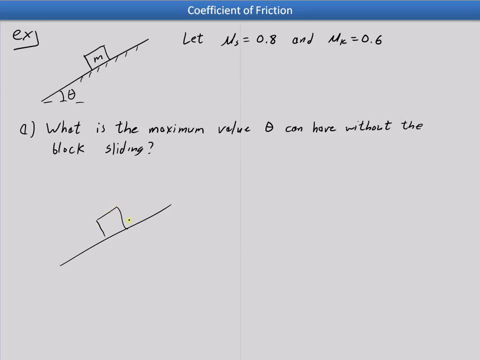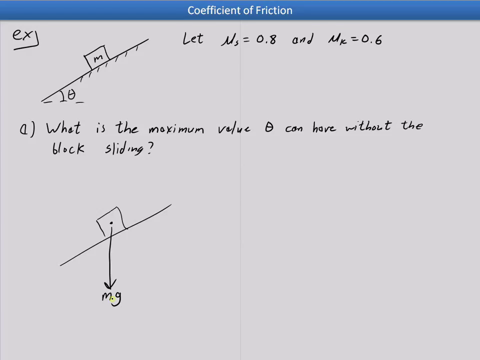Those aren't technically part of our free body diagram, but they help line things up. So we're going to treat this block as just a point, and we're going to draw the forces that act on it. There are three forces acting on this block. There's gravity, which pulls straight down, and that's going to have magnitude mg, where m is the mass of the block.